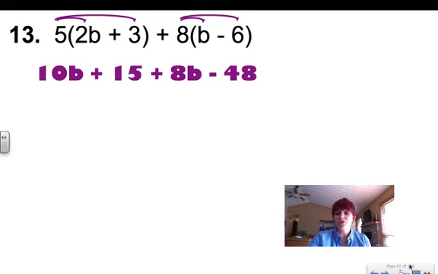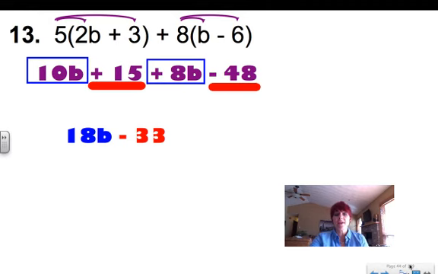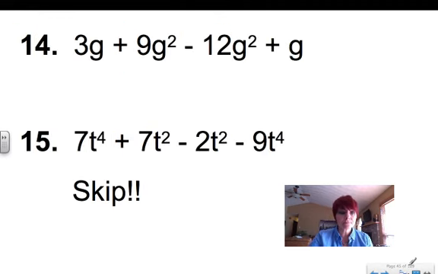Once you have those, again, you just collect like terms. 10b plus 8b is 18b. And then positive 15 minus 48 is negative 33. So that'd be our answer, 18b minus 33.